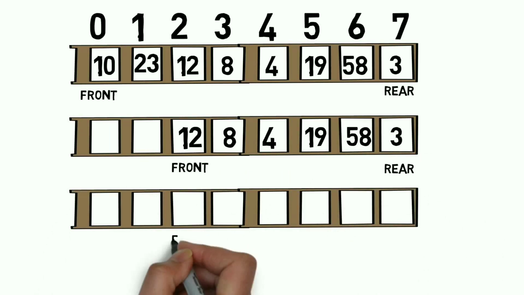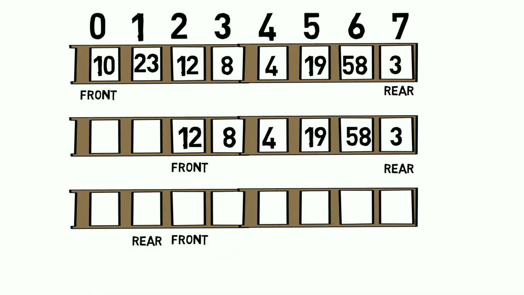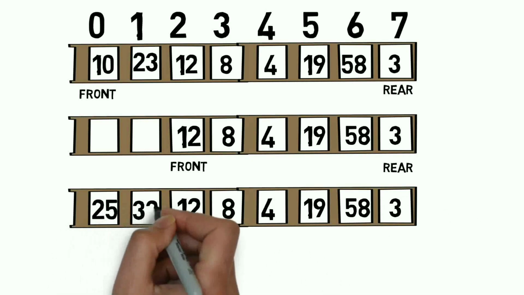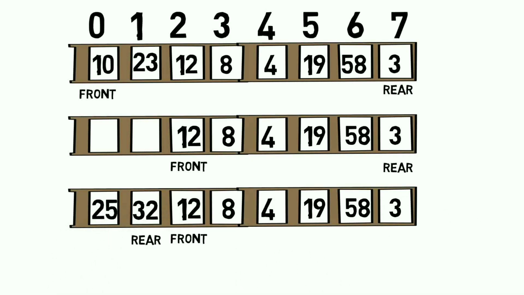If we try to insert an element from the rear, then rear will be initialized to 0 and goes on until front minus 1. In the second case, rear is initialized with 0 and it shows queue full. In this case, this becomes the advantage of circular queue over normal queue.